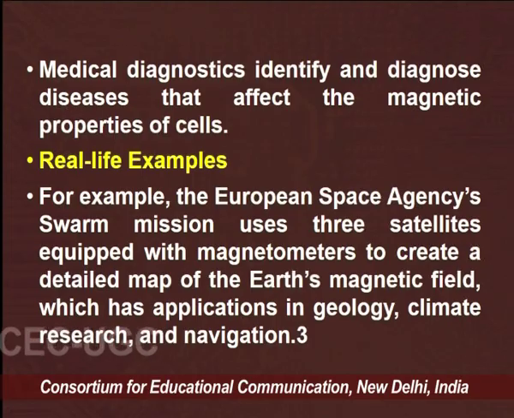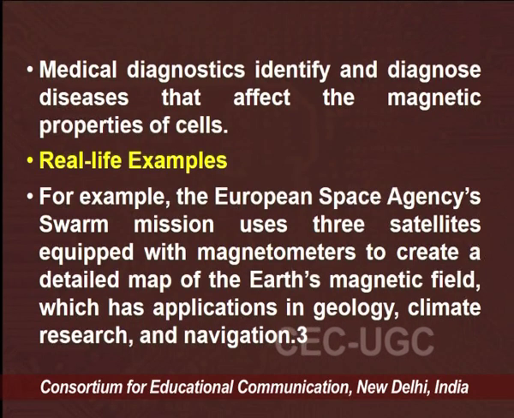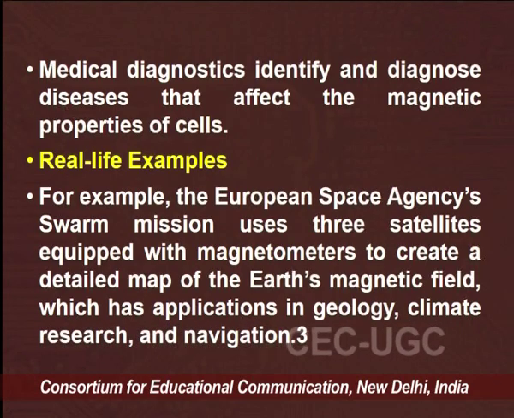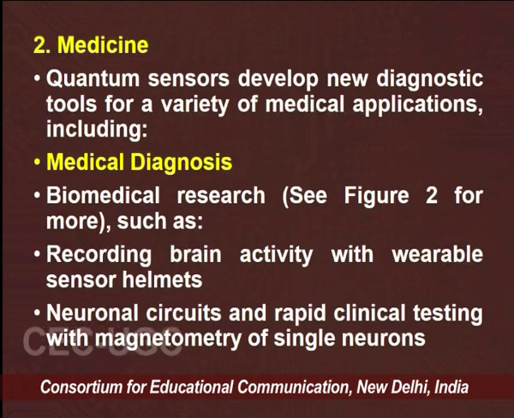For a real life example, the European Space Agency's Swarm mission uses three satellites equipped with magnetometers to create a detailed map of Earth's magnetic field, which has applications in geology, climate research and navigation.